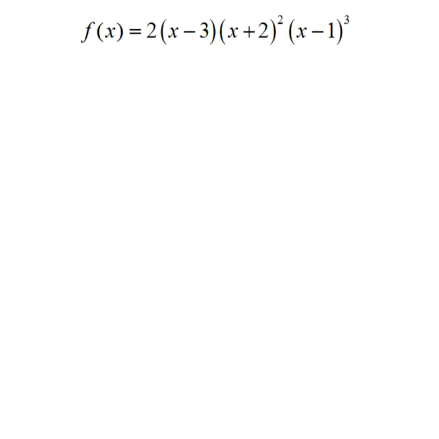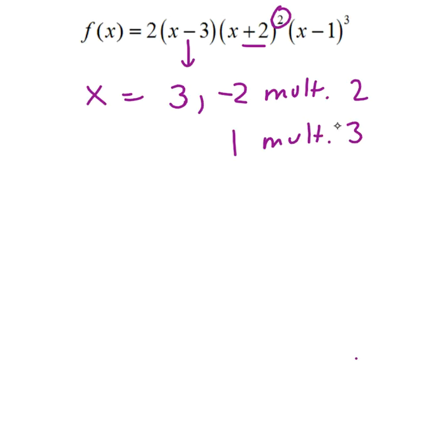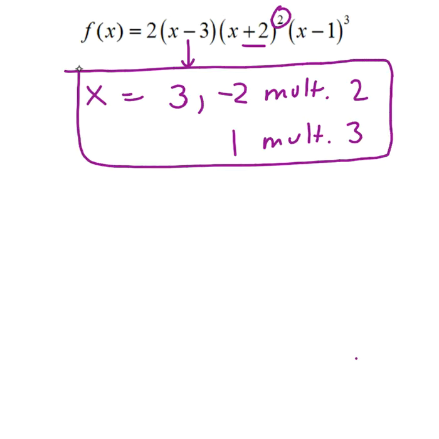Now, ooh, look at this. We've got 3. Can the number 2 ever equal 0? No, so that doesn't have one. -2 with a multiplicity of 2, because that's that exponent. And we also have 1 with a multiplicity of 3. I'm kind of happy that that one was factored for us.